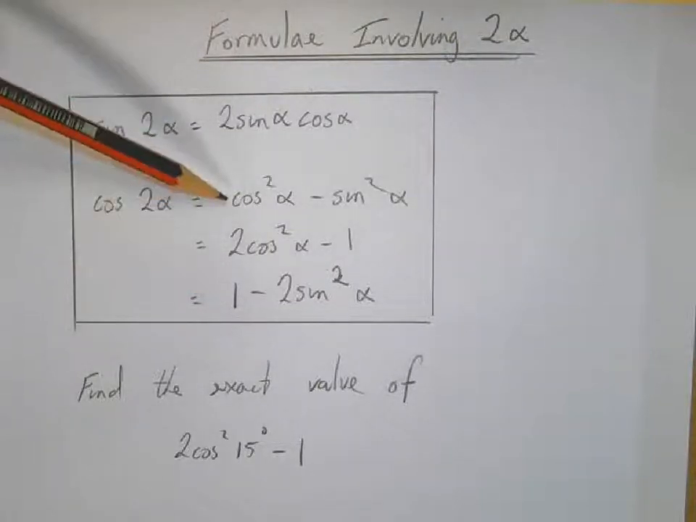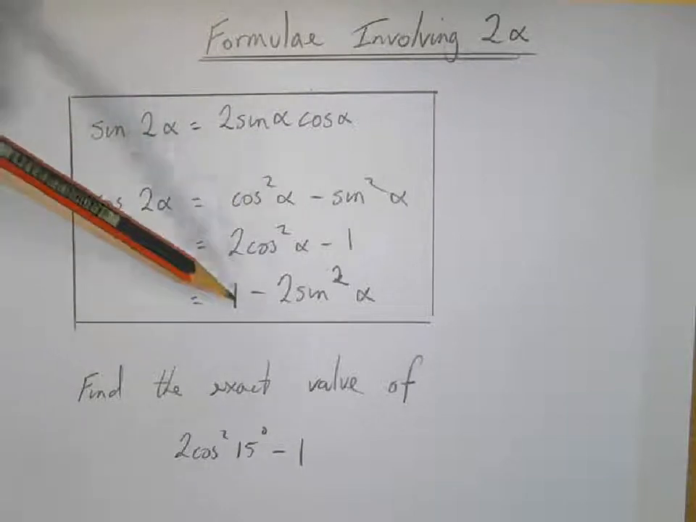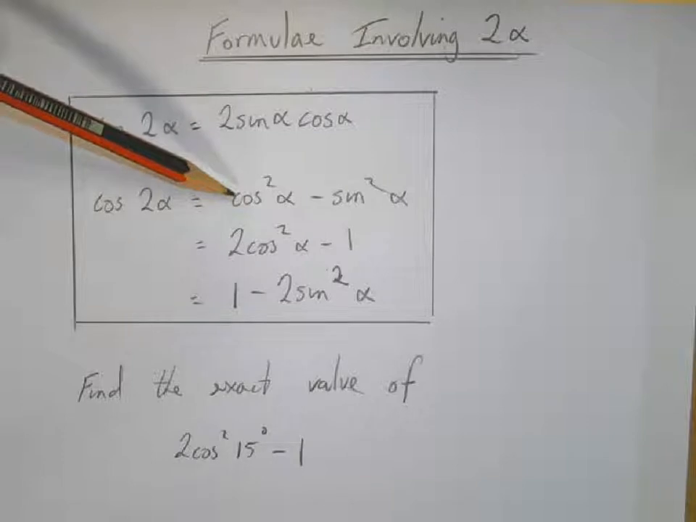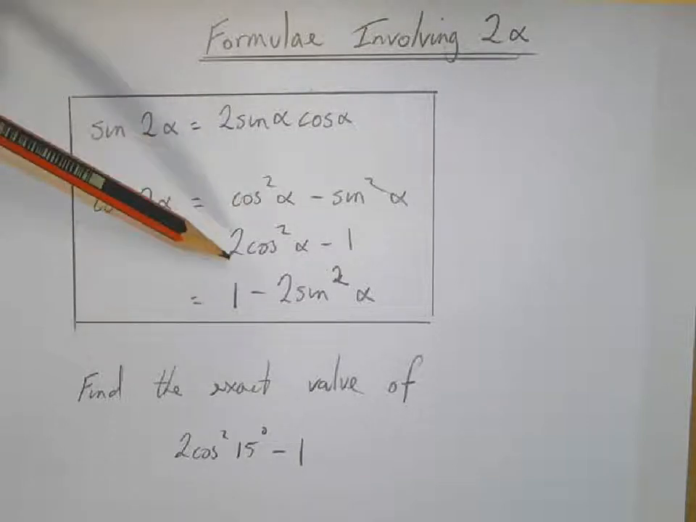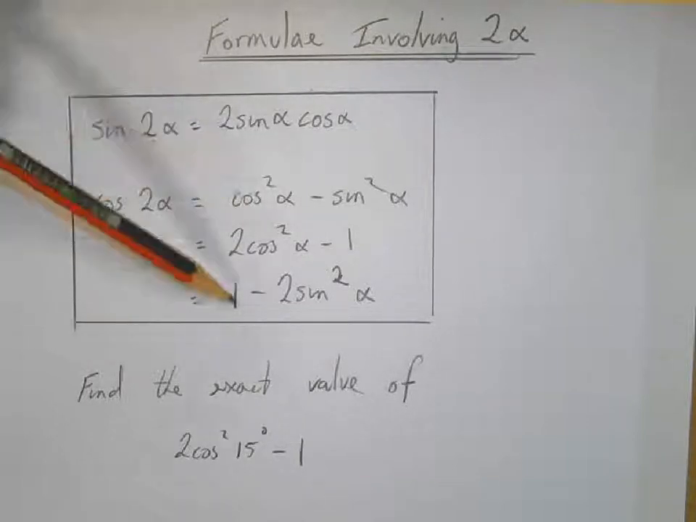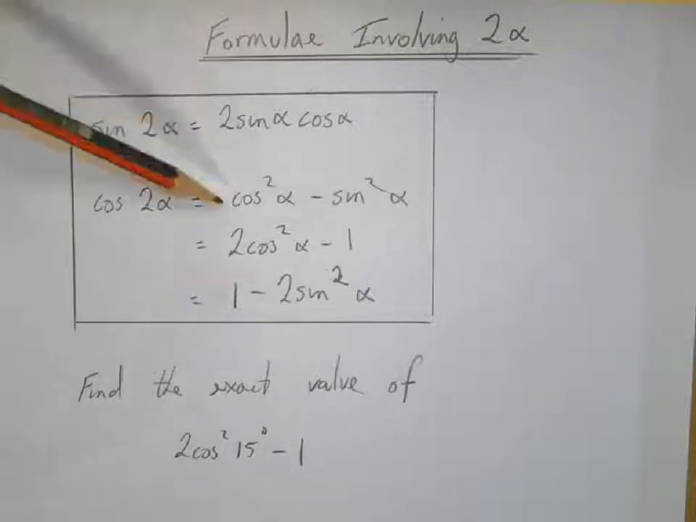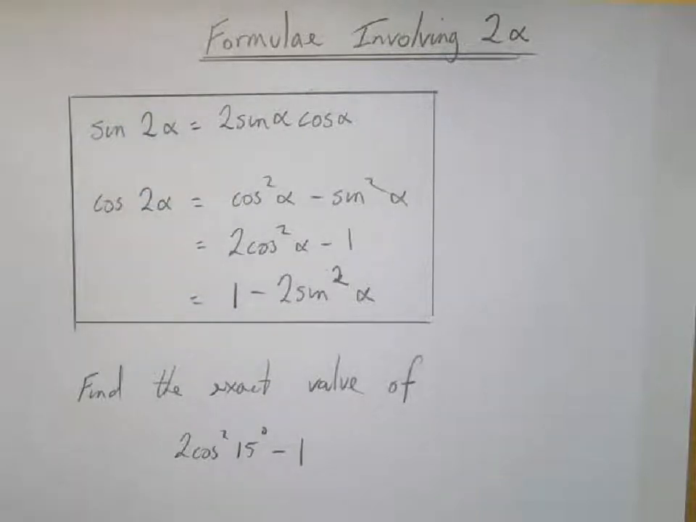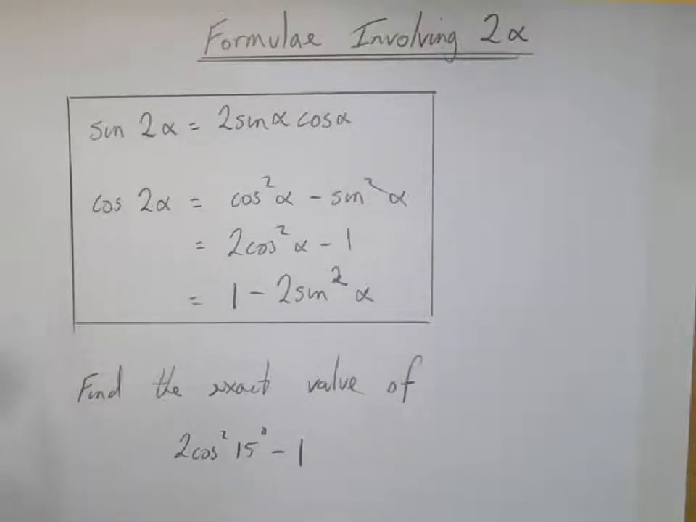And this is the tricky one because you've got to use whichever one is best for the question that you're doing. Sometimes you might not need to use this one, and this one's a better one, and so on. So you never know which one to use here until you see the question. So here's a little example. It says find the exact value of 2 cos squared 15 degrees minus 1.